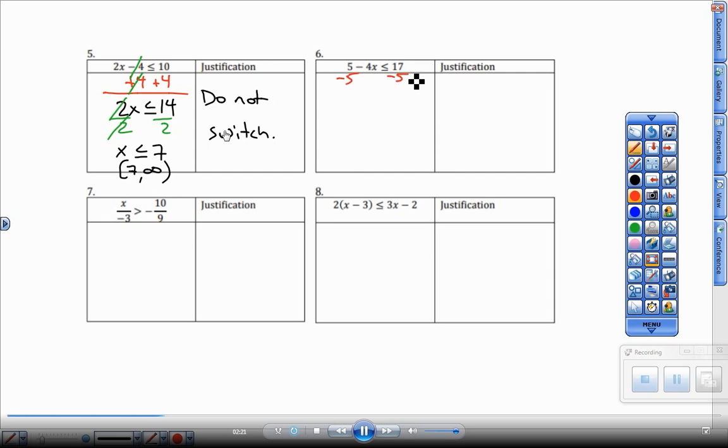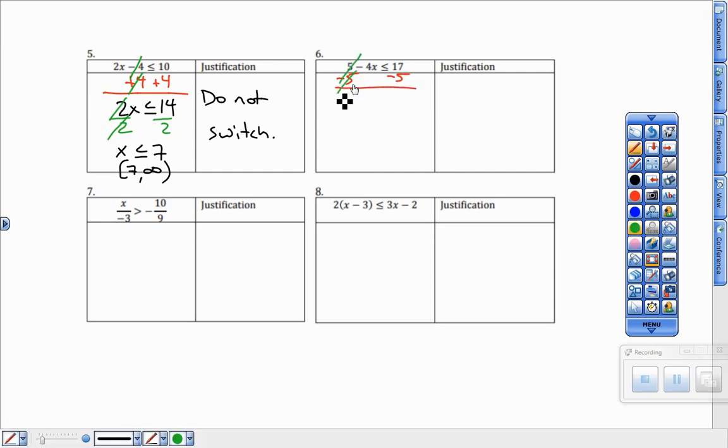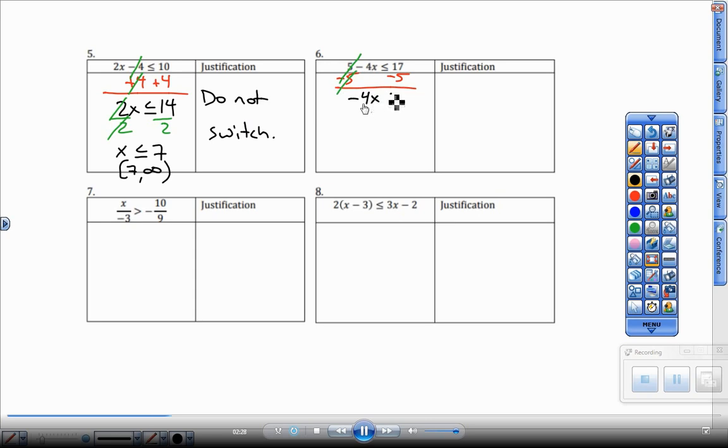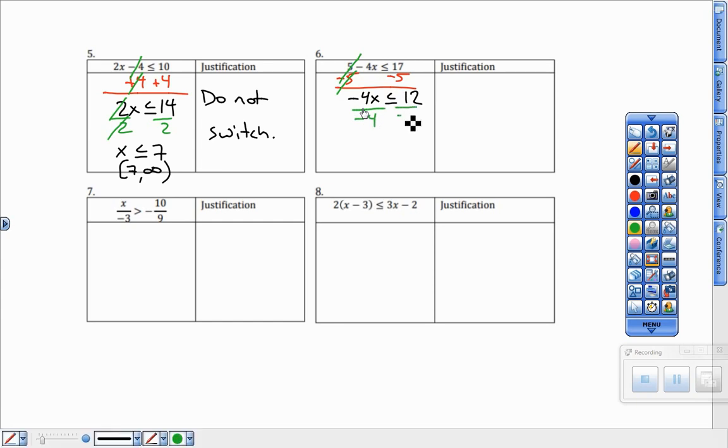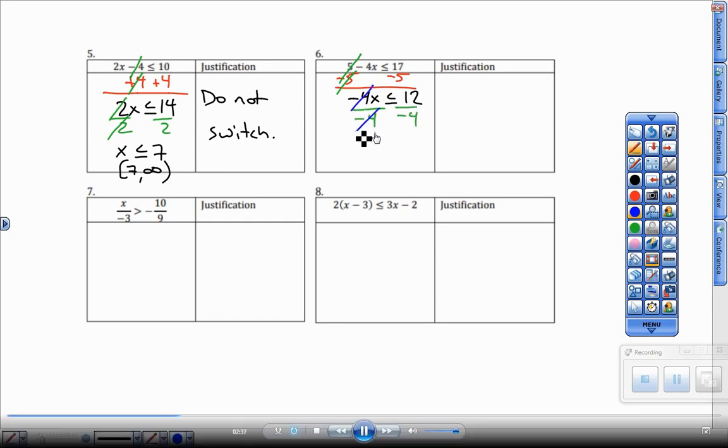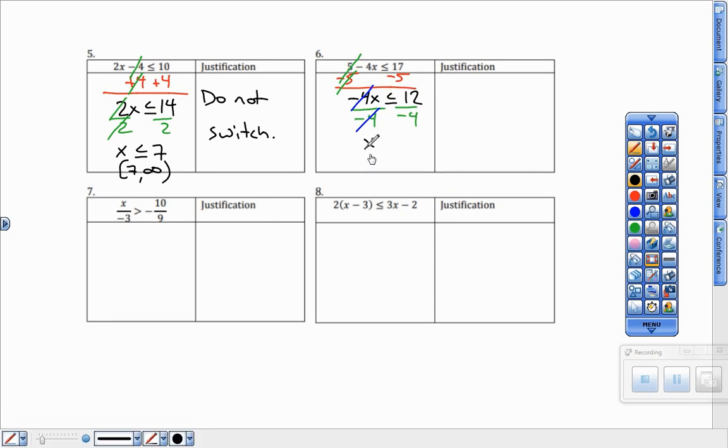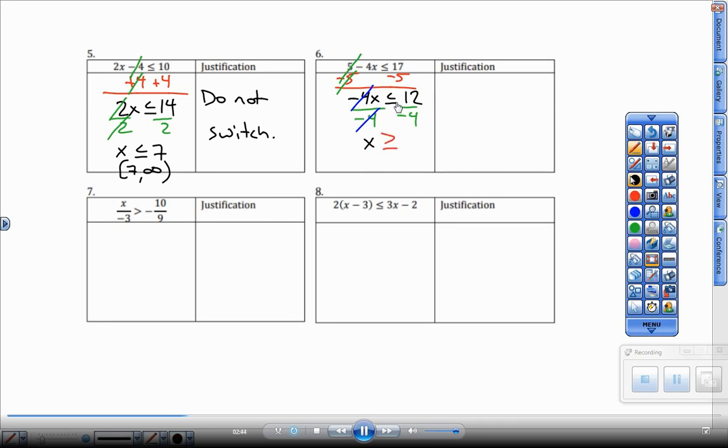Do not switch. This one, take away 5 on both sides. Make sure to bring down that -4x less than or equal to 12. Right here, dividing by -4. That dividing by -4 switches that inequality into x more than or equal to, and then 12 divided by -4 is -3. So that would be all numbers more than -3 to the right of -3 on the number line. Switch it because you divided by a -4. And again, that would be solid circle on -3 to the right. This would be solid circle on +7 to the left.